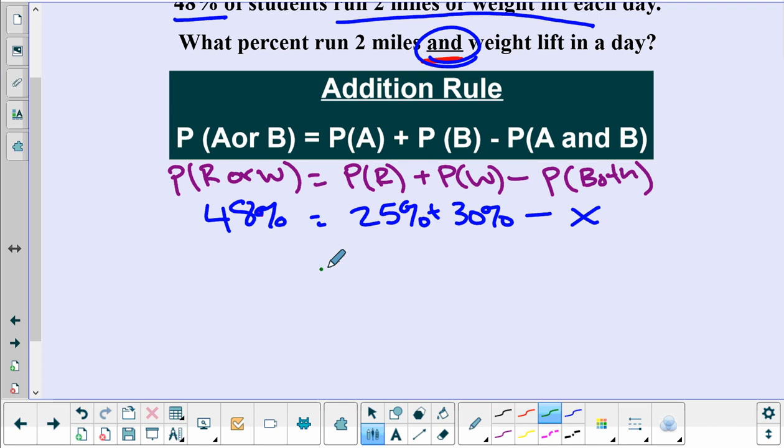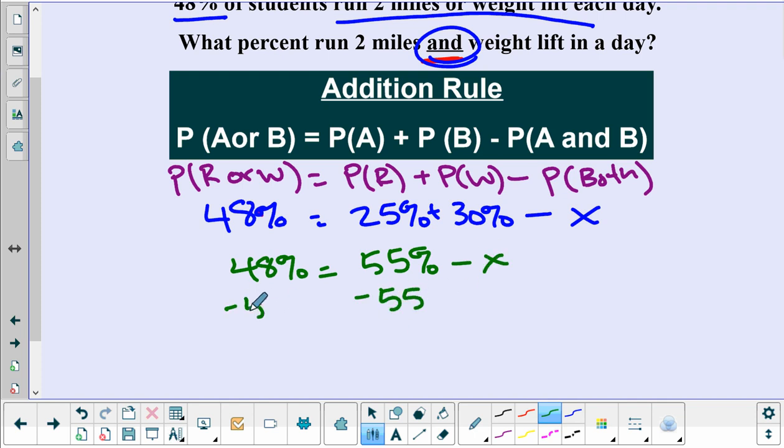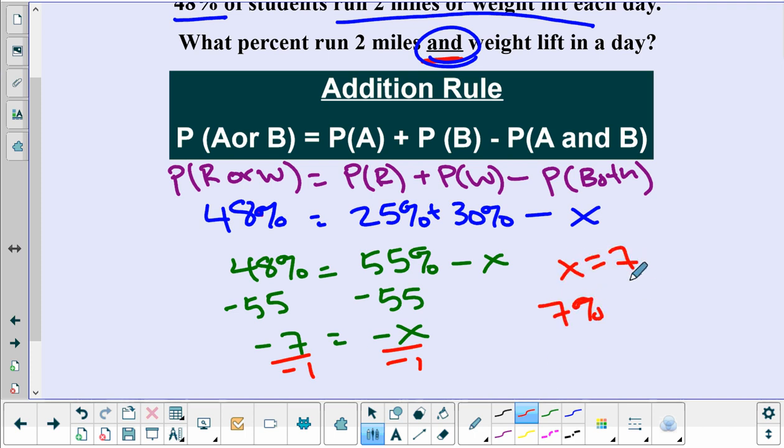25 and 30 is going to be 55. So 48% is equal to 55% minus x. Subtract your 55 there. 48 minus 55 is going to be -7. So -7 equals -x. Obviously, divide by the -1 gives me x equals 7. So 7% do both activities.